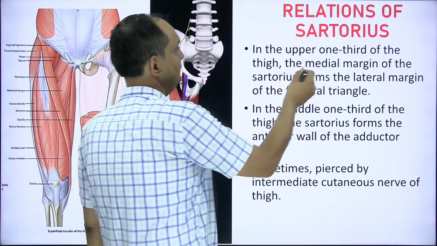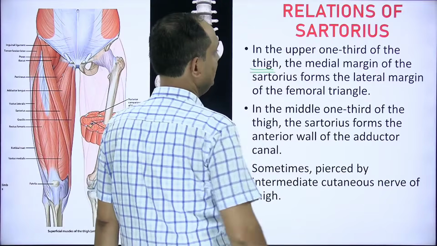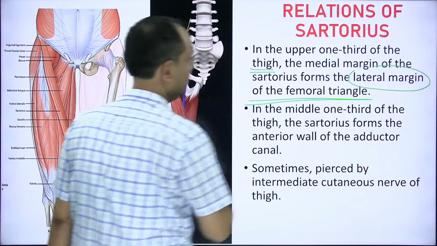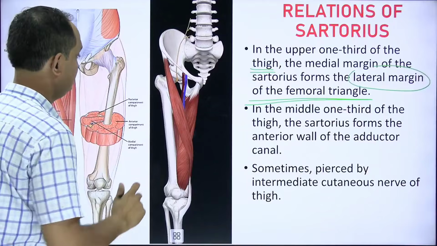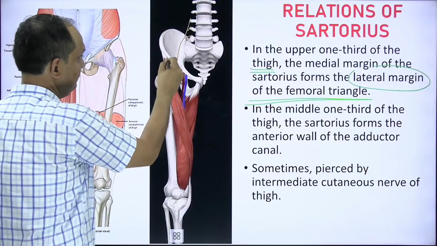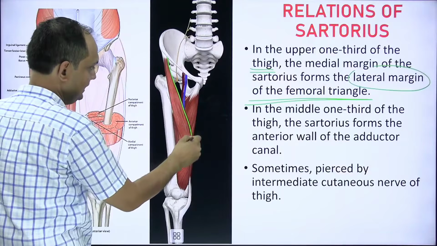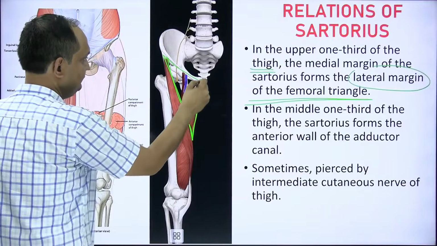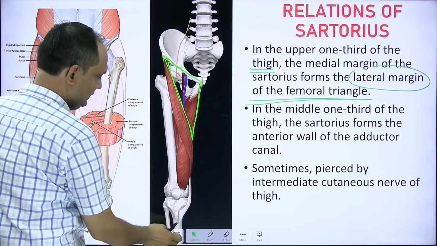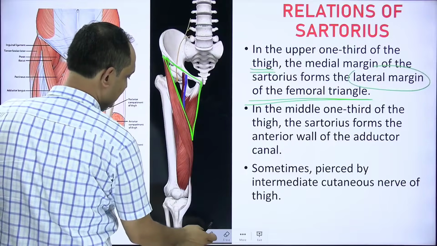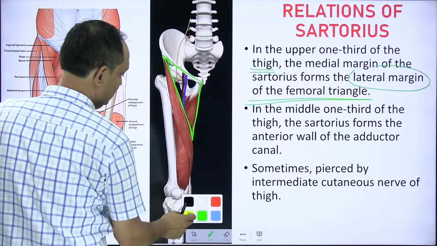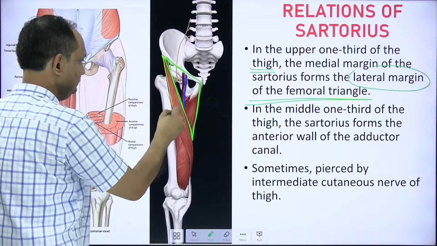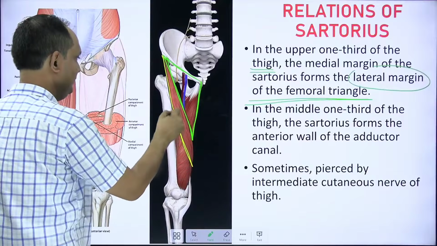So, in the upper 1/3 of the thigh, the medial margin of the Sartorius forms the lateral margin of the femoral triangle. Now, this is the important concept to understand. Now, my dear students, here you can see that this is the femoral triangle. Clear? Now, there are two ways to draw this femoral triangle. This is the one way. The other way is that I can draw this triangle in another pattern, and this is here. I can draw the line from here also. Are you getting my point?